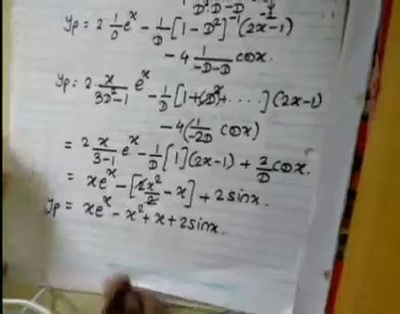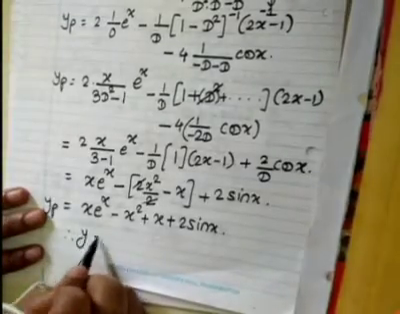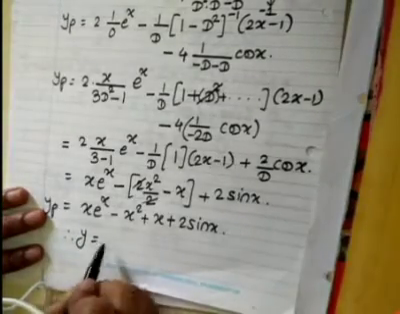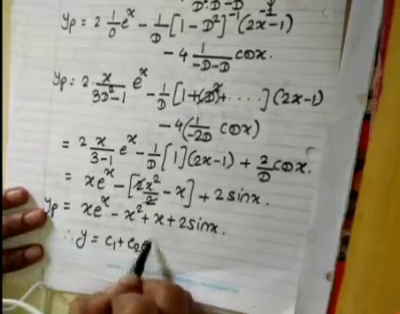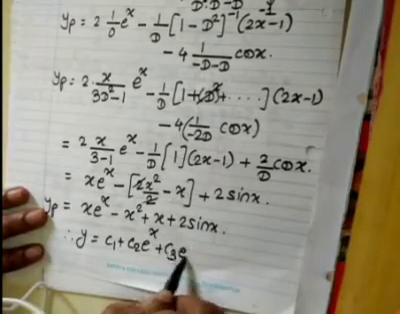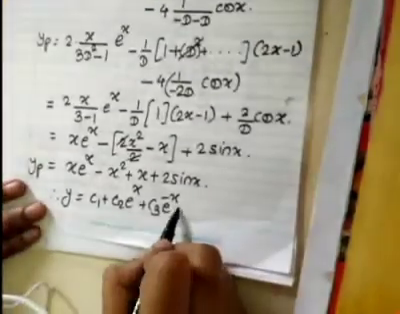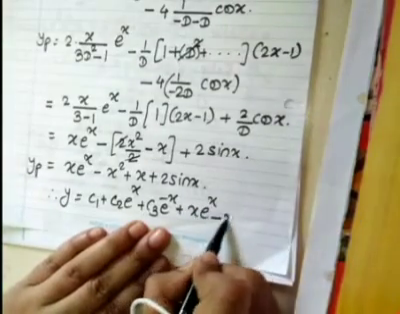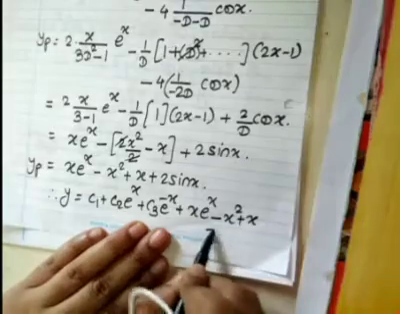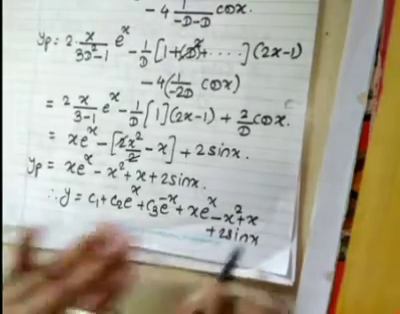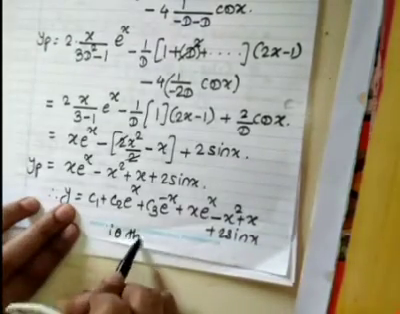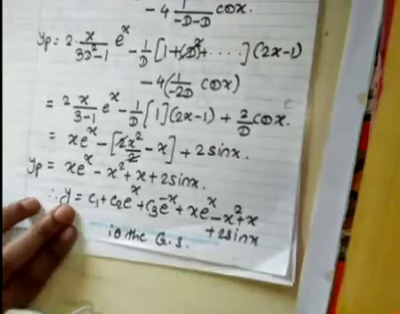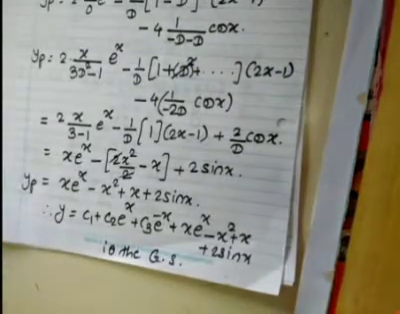Therefore, the general solution is y equals yc, I think c1 plus c2 e raised to x plus c3 e raised to minus x. Can you just check, is it okay? Plus x e raised to x minus x square plus x plus 2 sin x is the general solution. Finished.